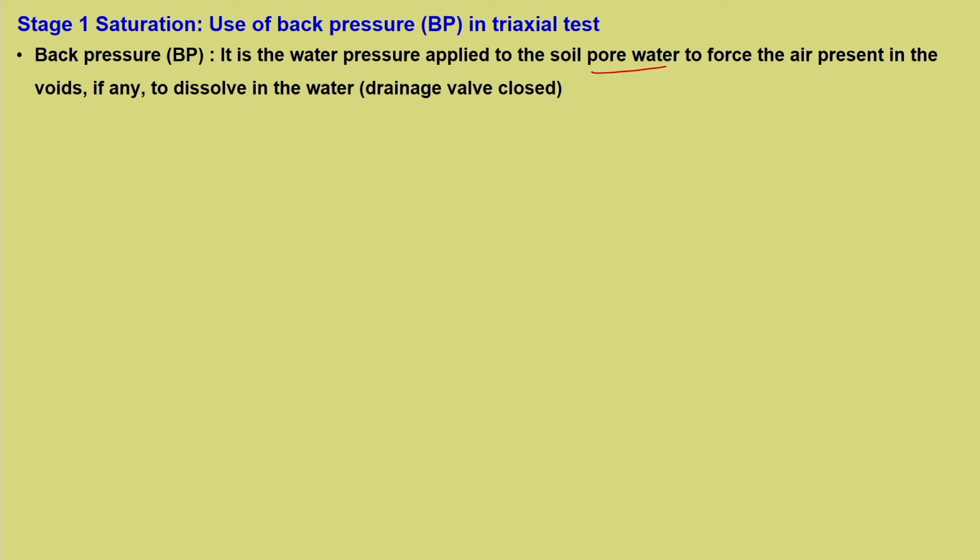So, this pressure goes within the soil sample to force the air present in the voids, if any. If it is fully saturated, then most of the voids will be full with water, but in case it is not, then it is the water pressure which will help the air bubbles present in the voids to dissolve in the water. Already there is water in the pores, so the air is displaced from the voids and it dissolves in the water, and in the process some minor amount of water gets in and fills the pores.